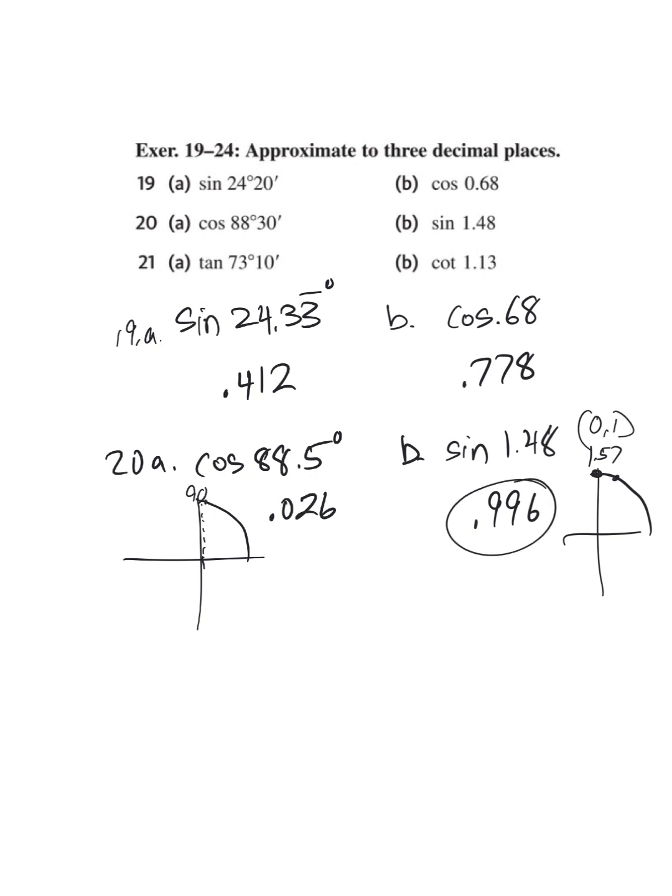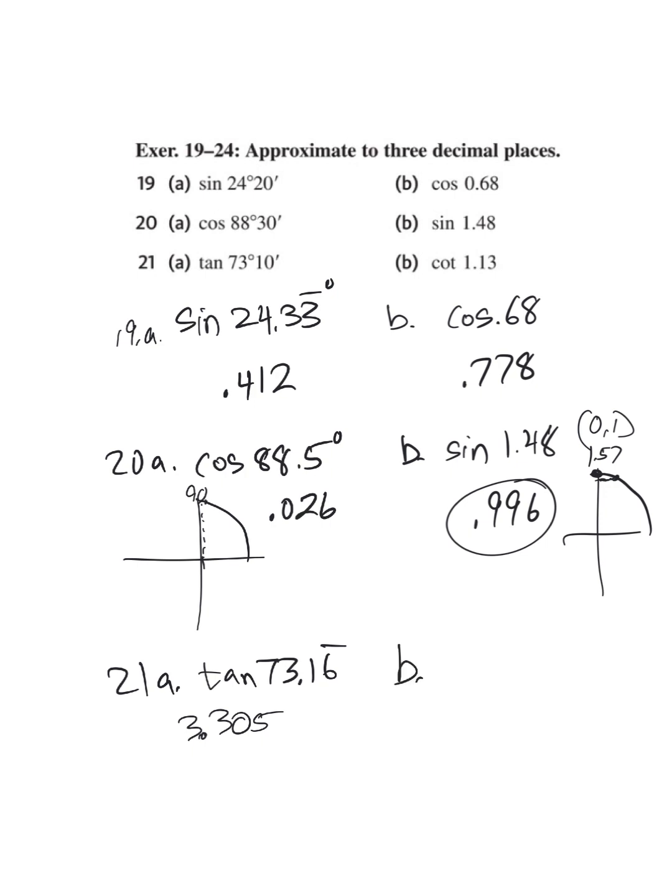So that's why you're getting 0.996 when it's 1.48. You're really close to 1. All right, and then 21a, 73 degrees, so the tangent of 73 point, take 10 divided by 60, that's 1/6, which is 0.16 repeating. So take your tangent of that degree. Oops, again, you have to make sure you put it in degree mode because I keep forgetting. 73.16 repeating. The tangent of that is 3.305. All right, again, that's just hard to do without a calculator.